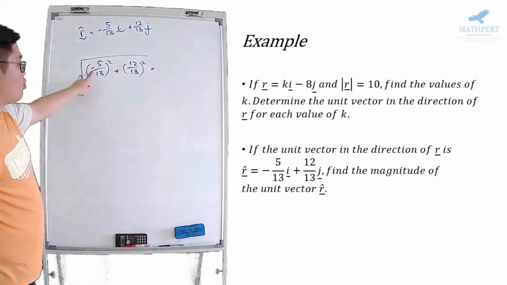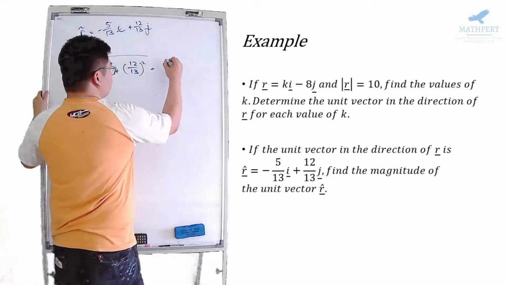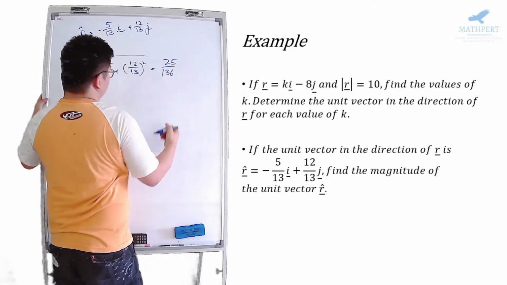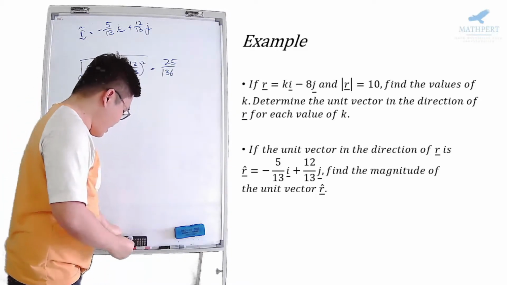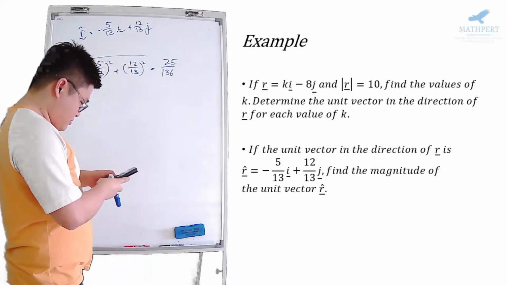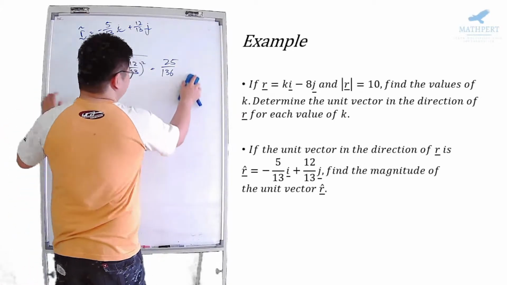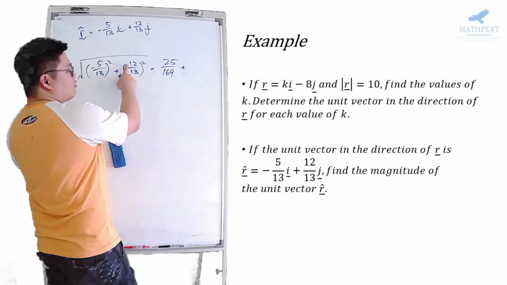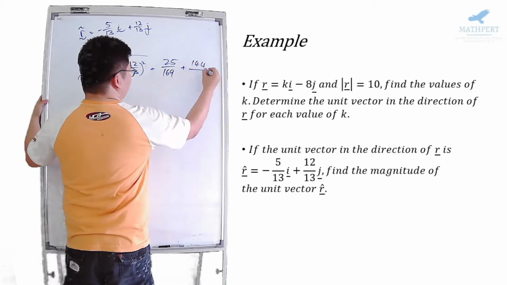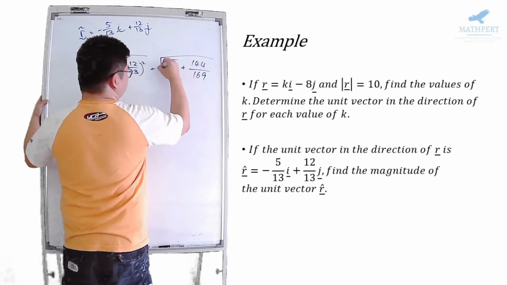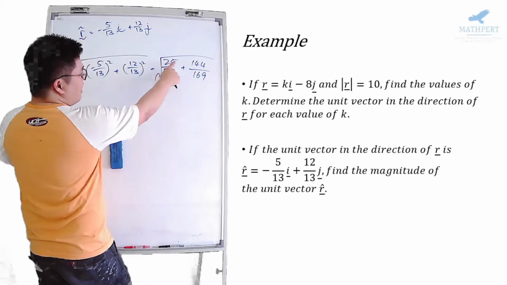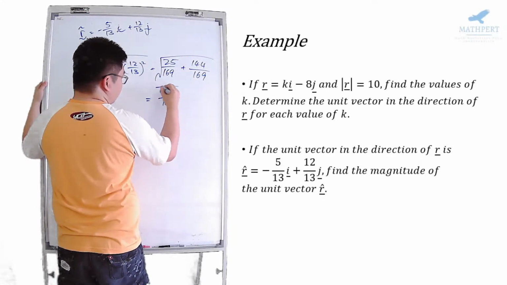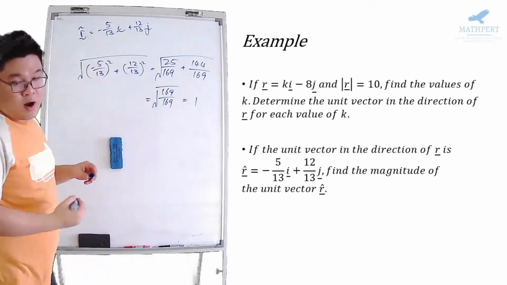Right? So negative 5 squared, I get 25. 13 squared, I get 169. Plus 12 squared will be 144, over 169. 25 plus 144, I'll get 169 over 169, which is equal to 1.